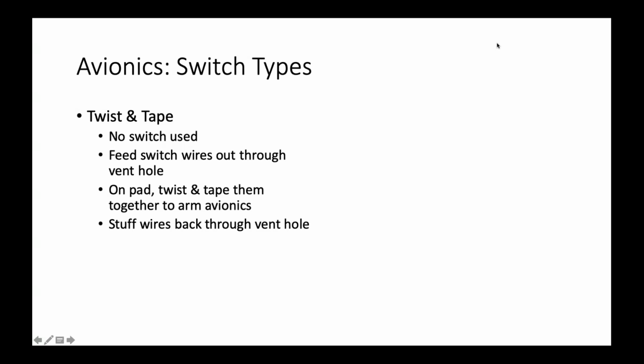Usually we twist, tape, and tape it to the side of the airframe, so it's exposed. So if you have to turn off the electronics, you can just untwist the wires and go on your merry way. That's all I got. Thanks for the clarification. Yeah, just keep the wires on the outside. Don't stuff them in.